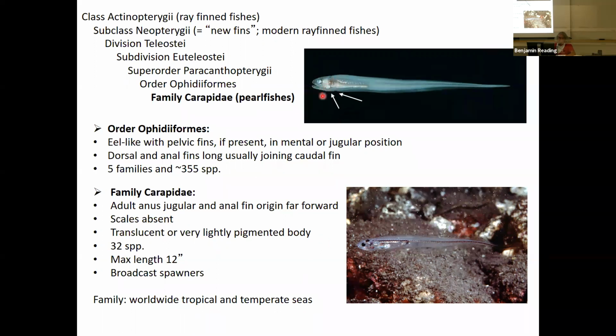So major characteristics here: jugular anus, long, slender body, and pelvic fins are absent or very much towards the head. Scales also are absent compared to family Aphredoderidae. Another major feature is this jugular anus, very similar to the pirate perch hiding in the weeds and sticking just its head out. Pearlfishes do something even worse.